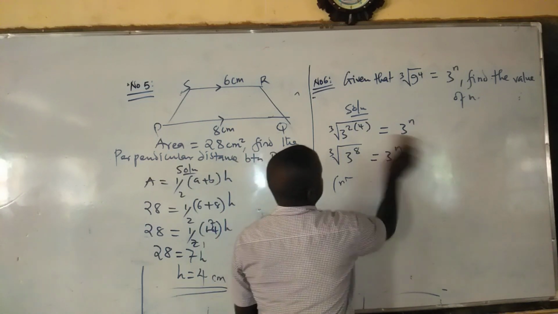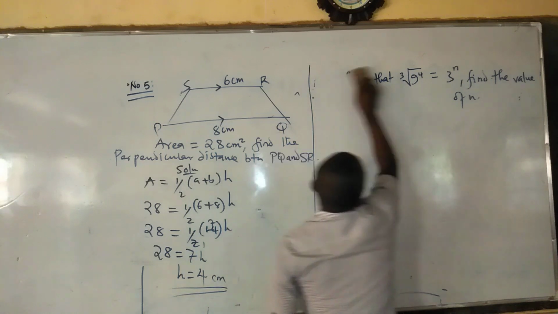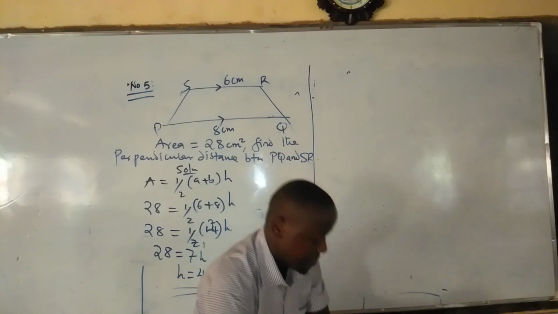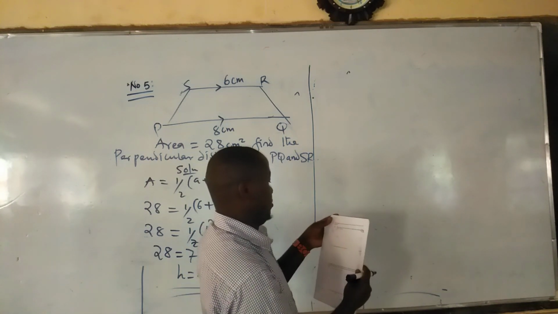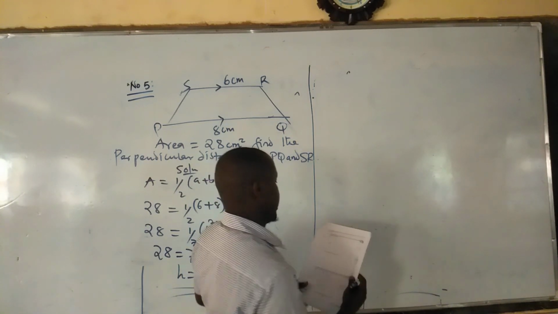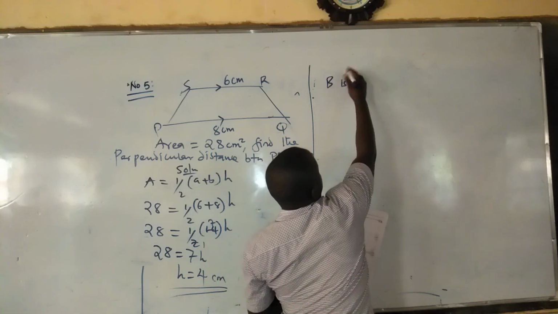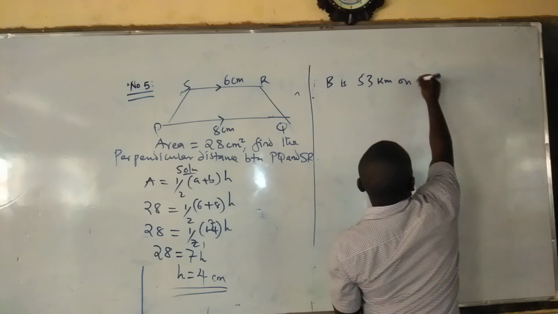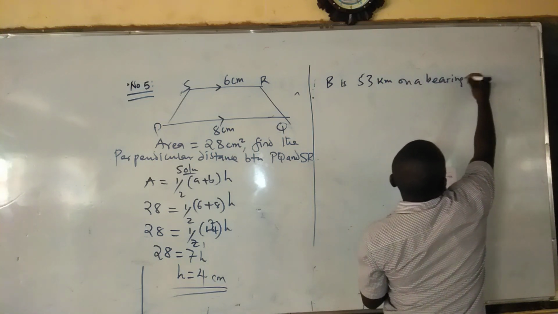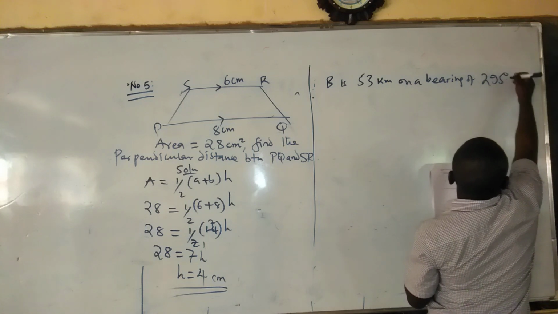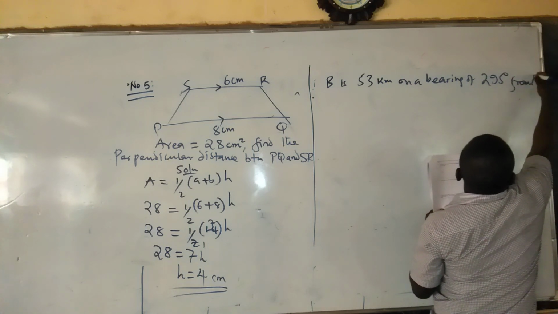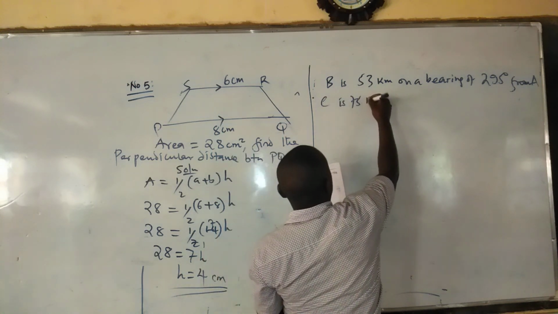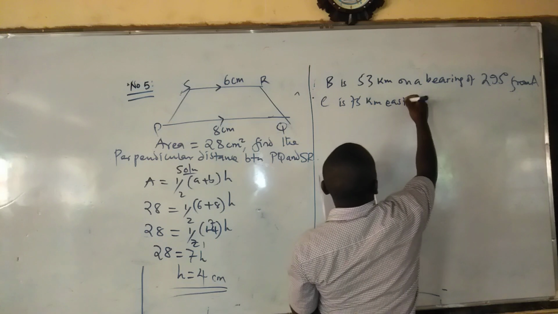So we can now check it. Number 7 of the paper: 3 villages A, B, C, such that B is 53 kilometers on a bearing of 295 degrees from A. Then C is 75 kilometers east of B.